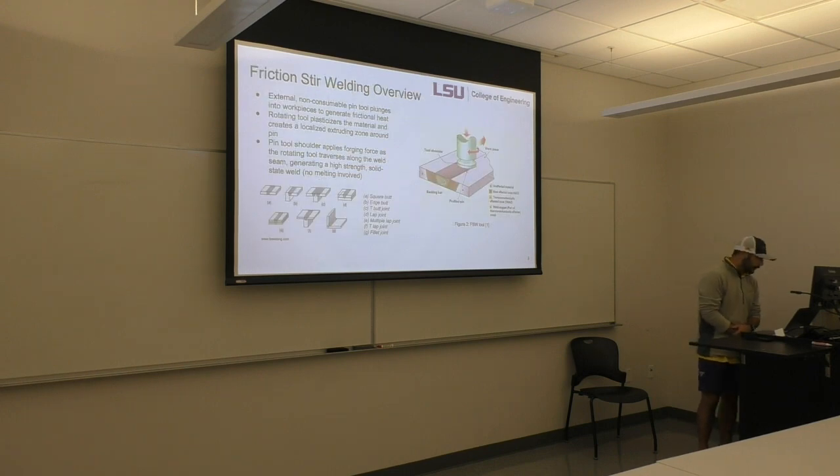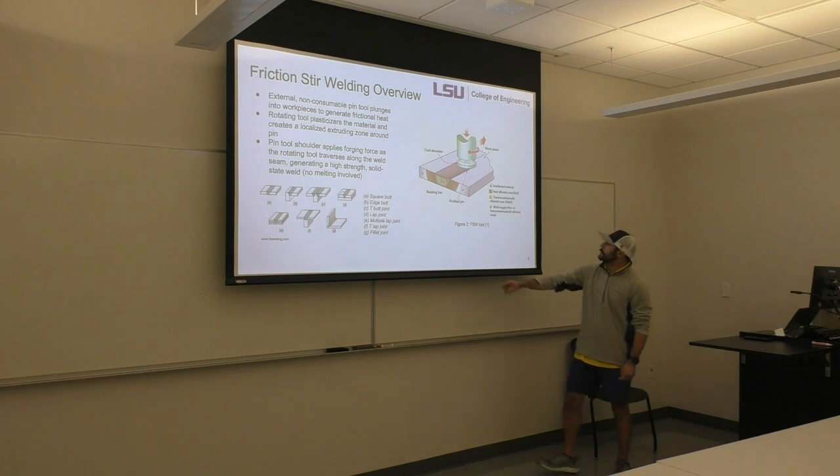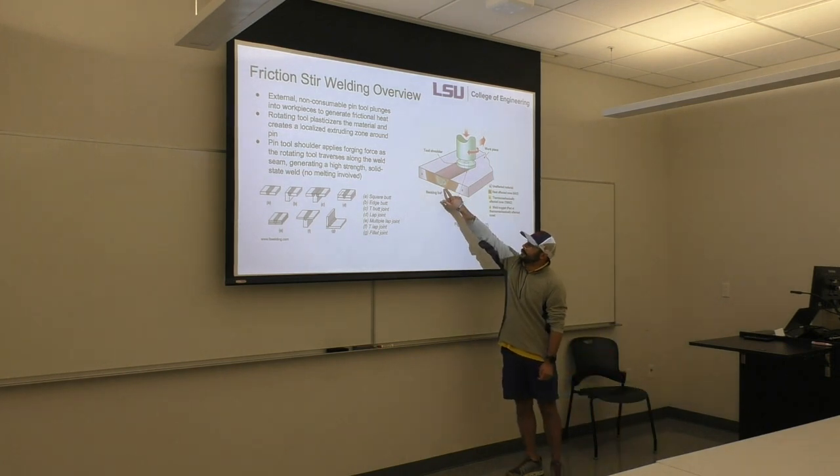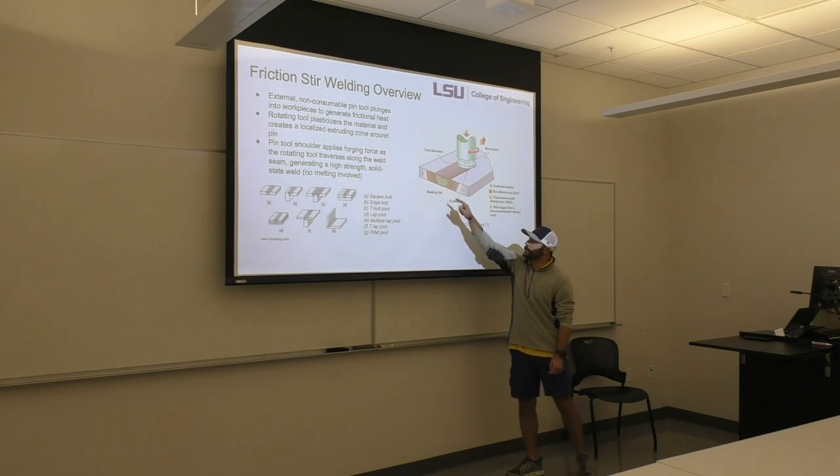Overview: an external non-consumable pin tool plunges into the workpieces to generate frictional heat. The rotating tool pressurizes the metal and creates a localized extruding zone around the pin. The pin tool shoulder applies forging force as the rotating tool traverses along the weld seam, generating a high strength solid state weld. No melting involved. So this is your effective zone, known as a nugget. This is actually stronger than the material itself once it's finished joining, which is pretty cool.